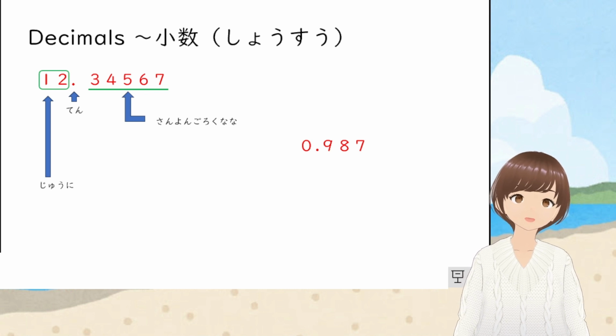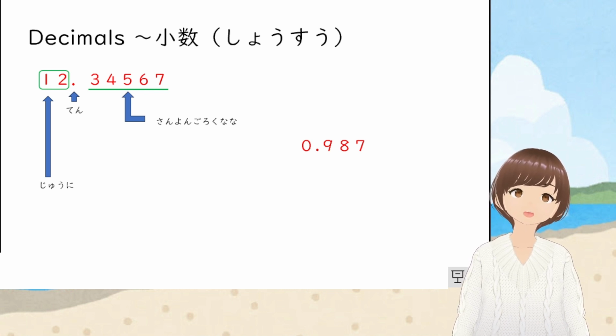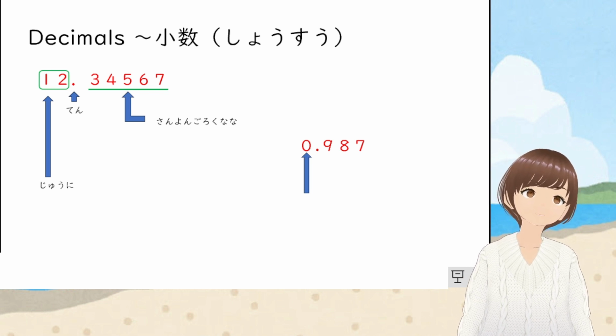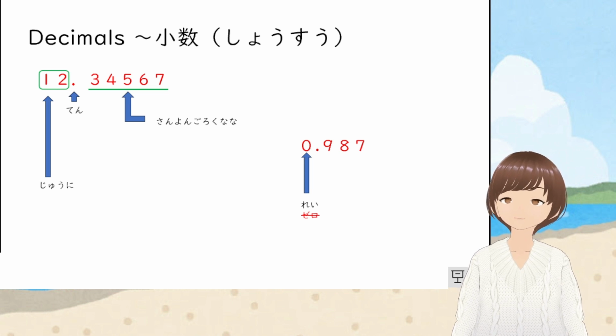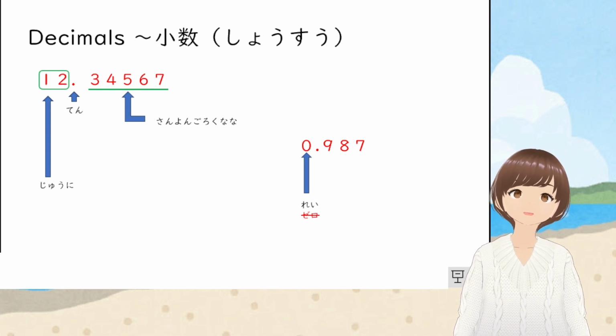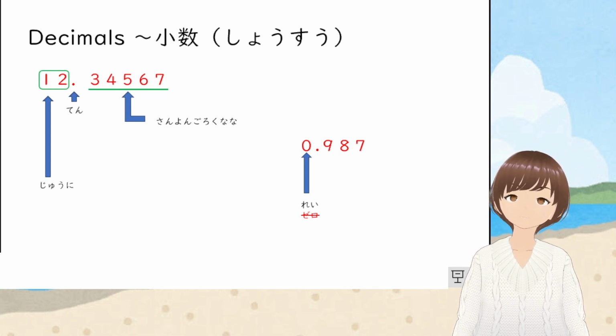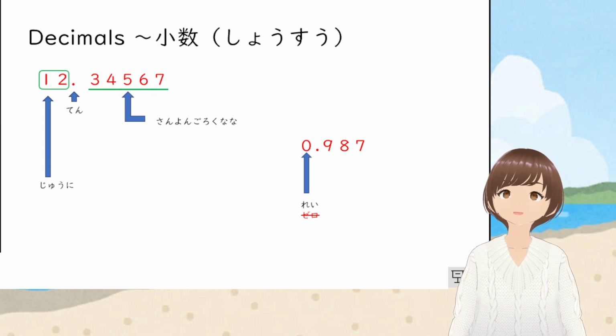How about this one? If the number starts with 0, then we don't read as 0 in Japanese. We say 零. So we read this as 0.987.